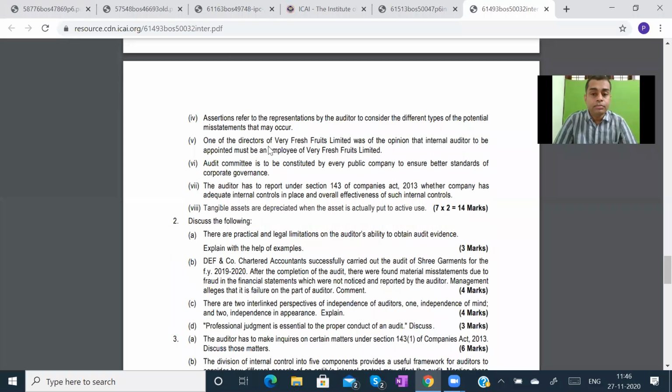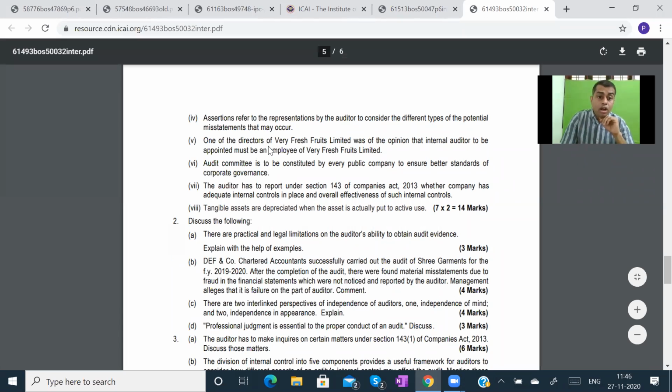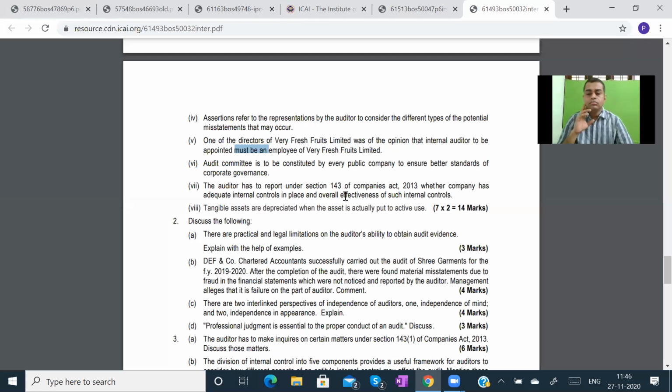Next, read the fifth one. One of the directors of Very Fresh Foods Limited was of the opinion that the internal auditor to be appointed must be an employee of Very Fresh Foods Limited. Okay, so the internal auditor must be an employee. Is it a rule? Must an internal auditor be an employee? Is it so? So you can't appoint an outside chartered accountancy firm. So tell me the answer for the fifth one.